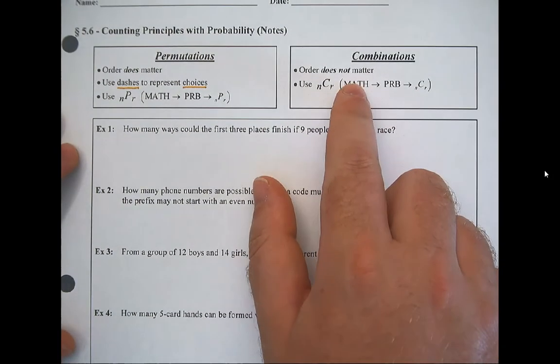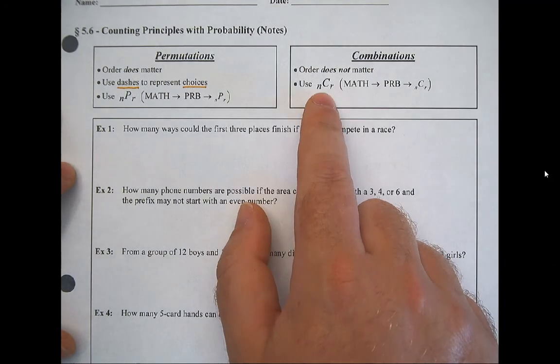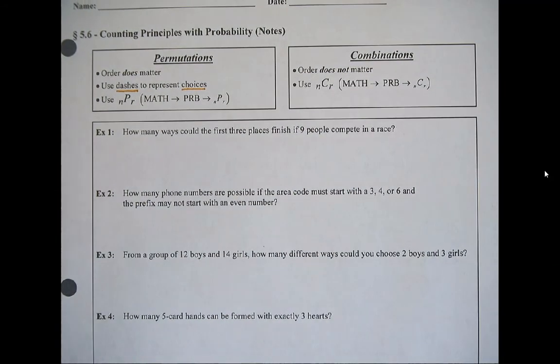Combinations, order does not matter, and when I do that, I can't do it with dashes, and we have to use nCr. Let me get into some examples, and hopefully the difference between a permutation and a combination will make more sense.